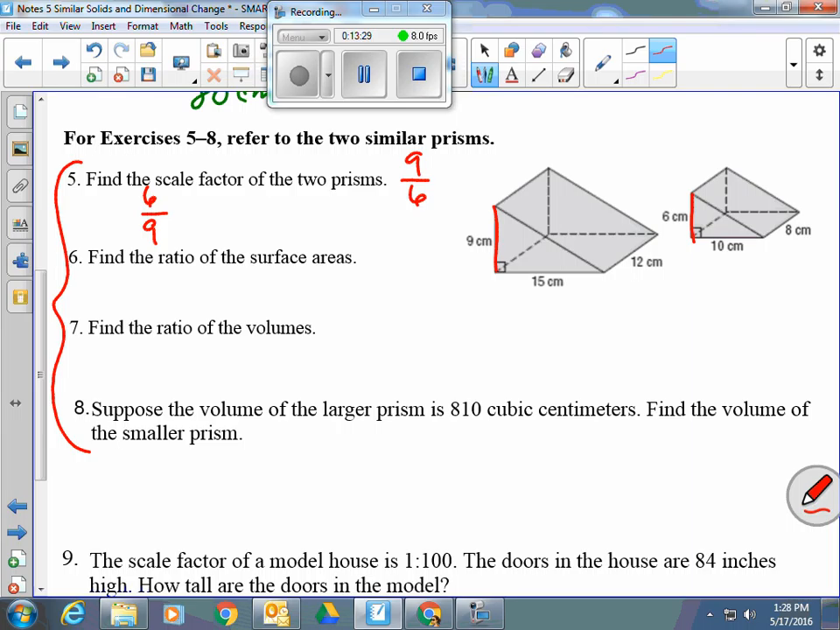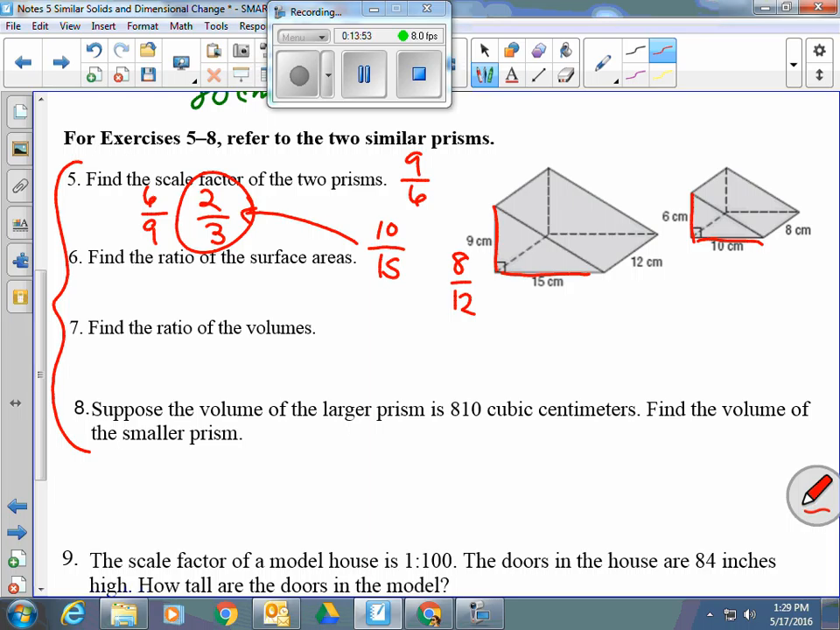Can I reduce 6 over 9? To what? 2 over 3. Well, let me see, the other side is 15 and 10, so that would be 10 over 15. Does that reduce down to 2/3? And then the other one would be 8 over 12. Does that reduce down to 2/3? So that means that my ratio or my scale factor is 2/3.